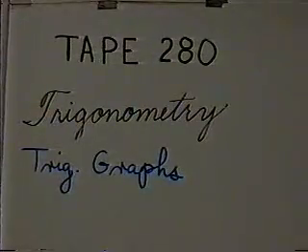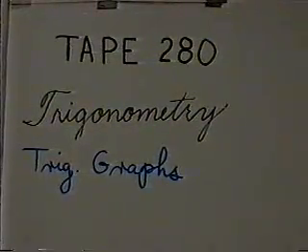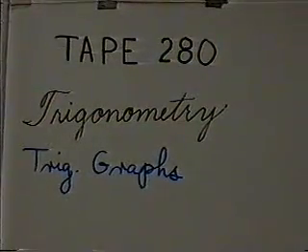All right, this tape is on graphing the 6 trig functions: sine, cosine, tangent, cotangent, secant, cosecant, and looking at amplitude and period and shifting and that type of thing.